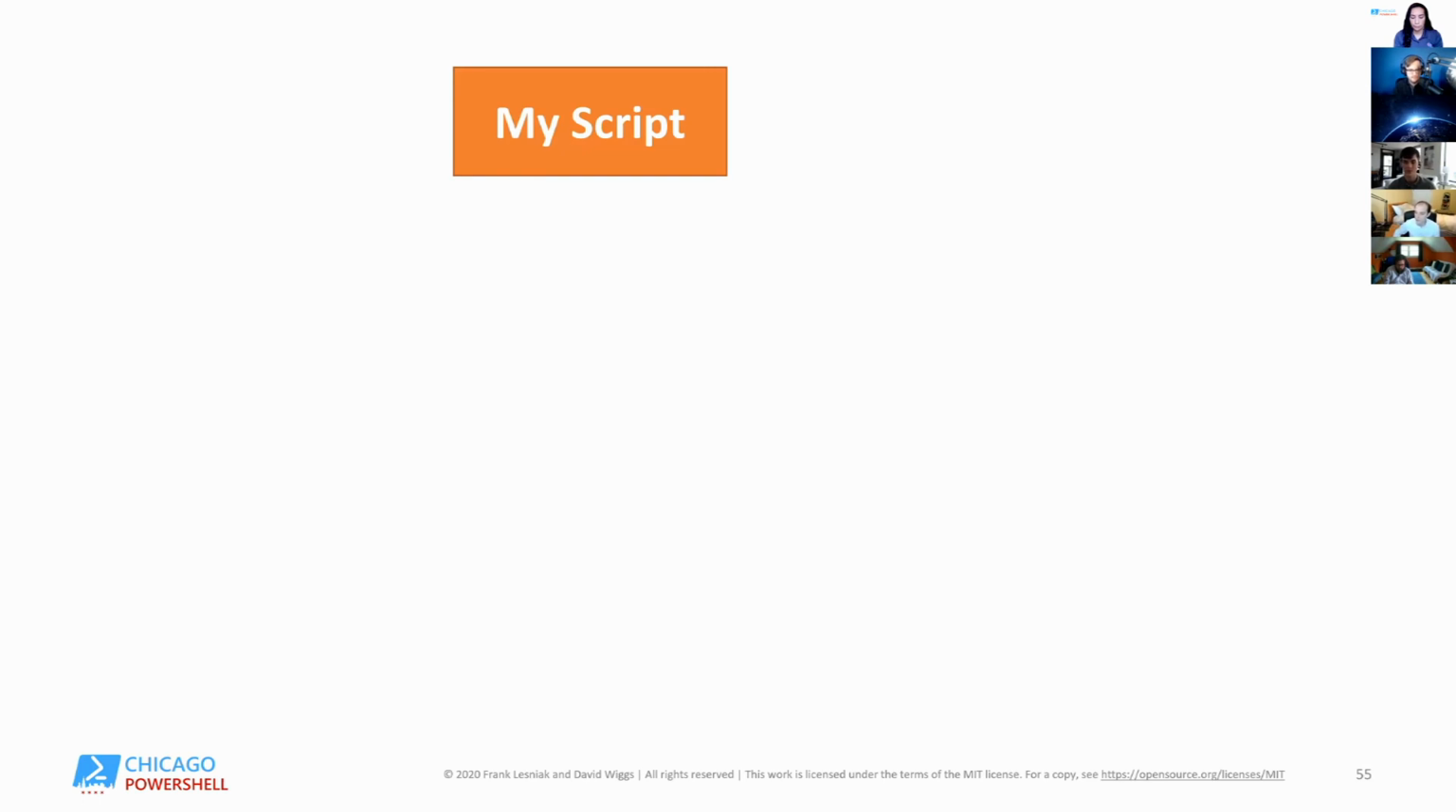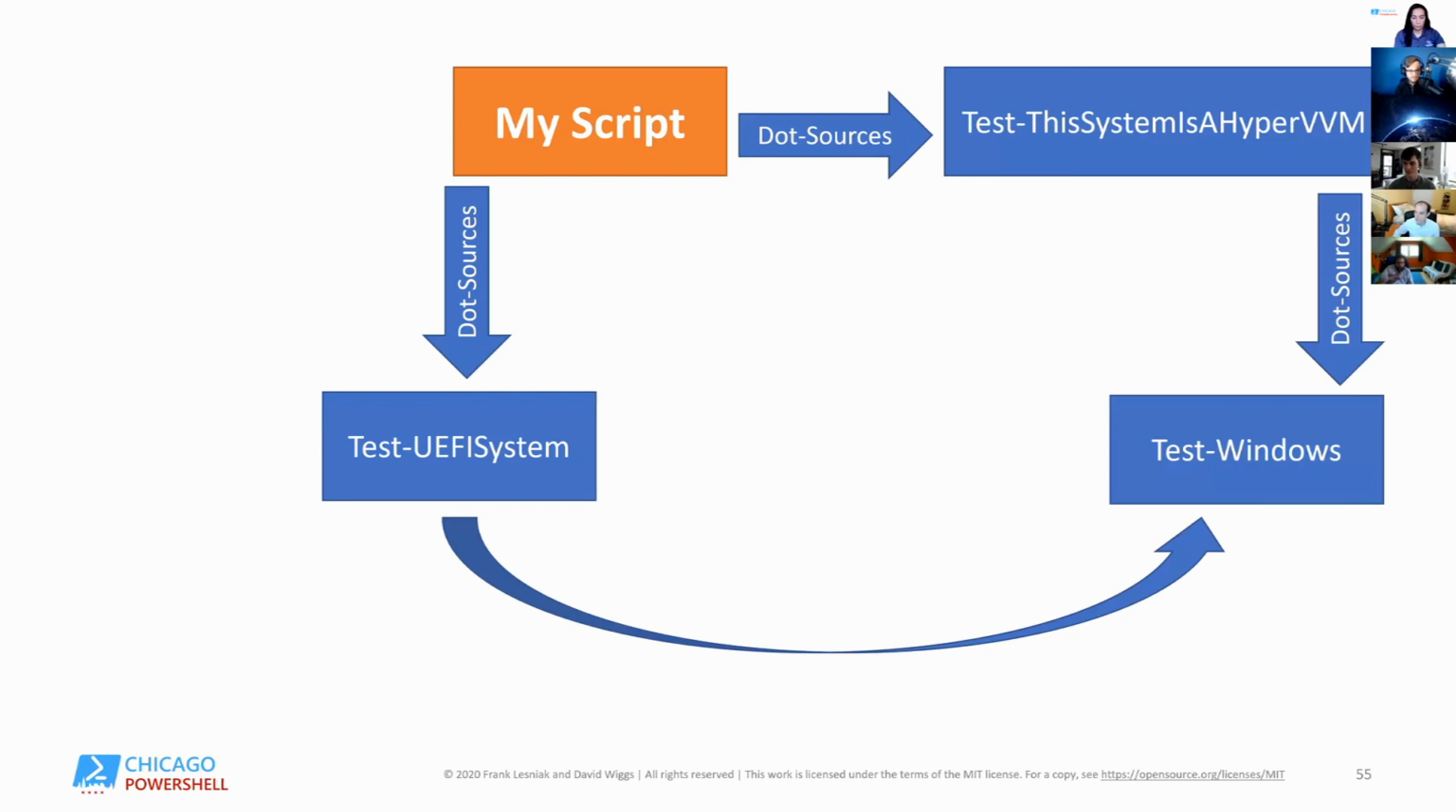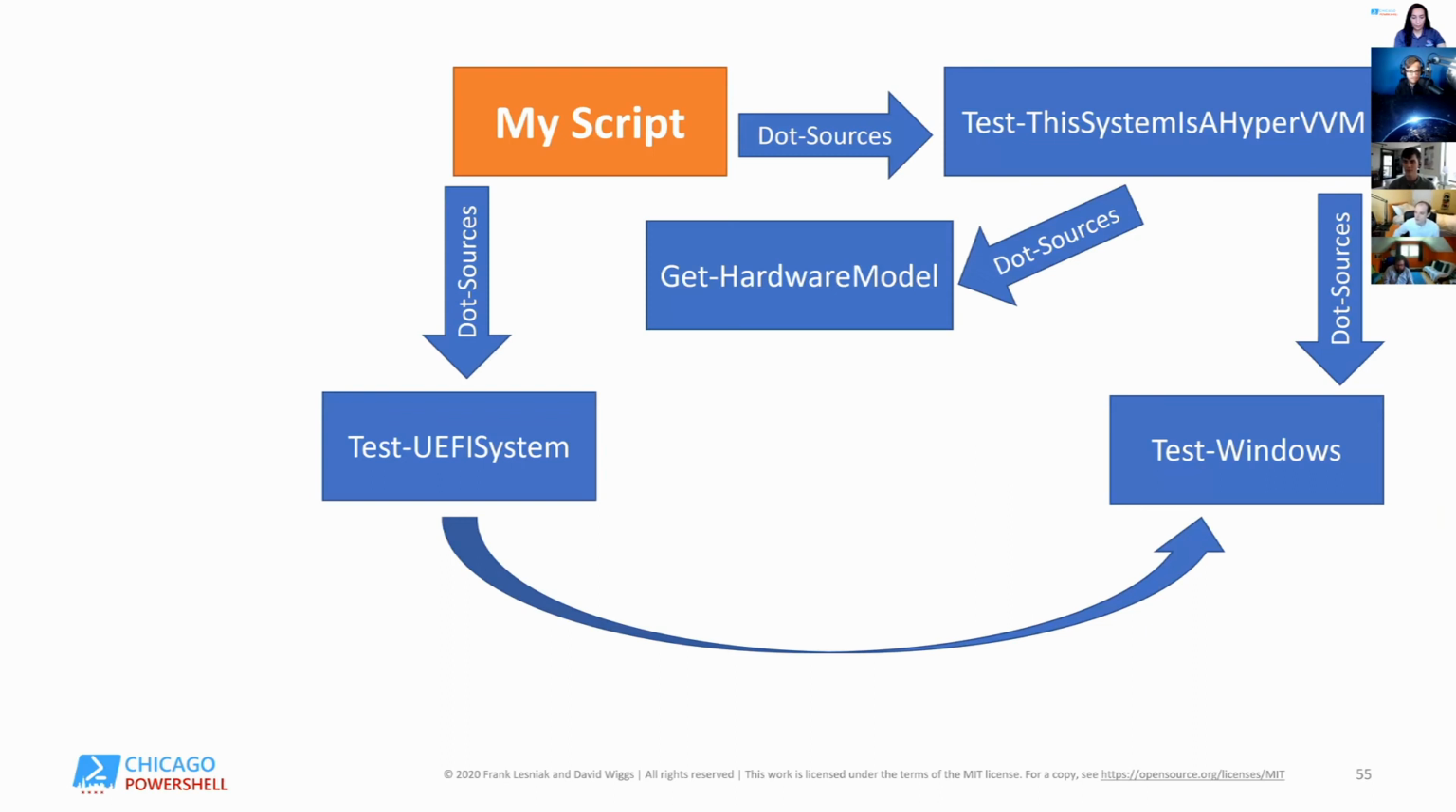So this script depends on two dot source libraries. One tests to see if the system is a Hyper-V VM, and the other tests whether or not the system is UEFI as opposed to legacy BIOS. For those that don't know what that means. Both of these script files or functions depend on knowing whether or not the operating system is Windows. Okay, so that makes sense. I'm dot sourcing Test-Windows twice. That's kind of strange, but it's pretty straightforward. They both depend on that, I guess.